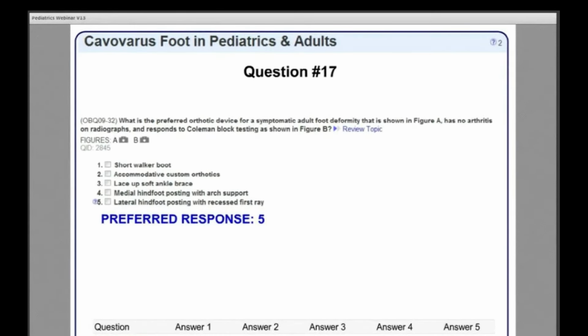Some were confused about the medial versus lateral hindfoot post, but remember it's the lateral post which will correct the hindfoot varus.